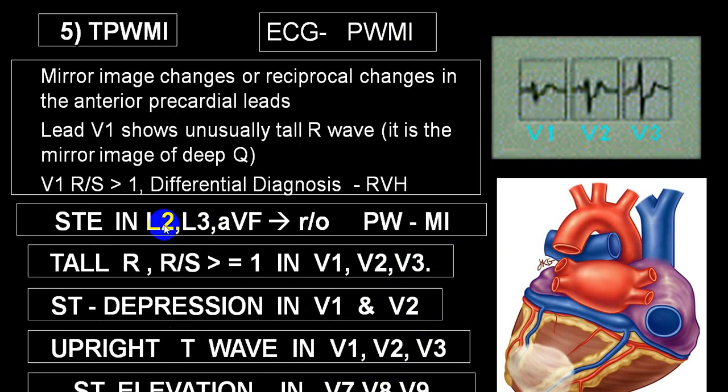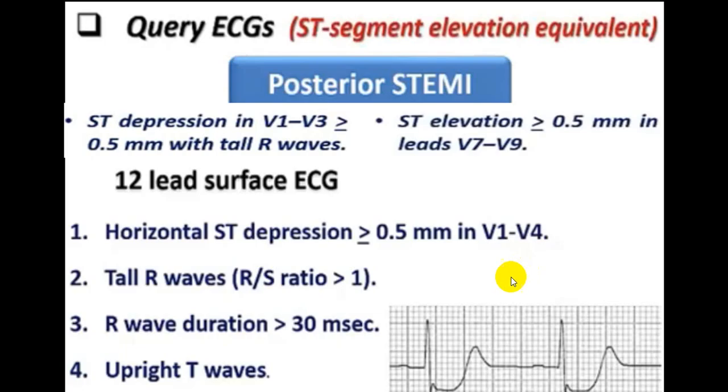So if lead 2, lead 3, aVF is showing you an ST elevation, always keep it in mind, is it associated with posterior wall MI? And look for the reciprocal signs in V1, V2 and V3. Always, posterior wall MI is quite common with inferior wall. But occasionally you can have only posterior wall where you will not have changes in lead 2, lead 3 and aVF. So do keep this in mind.